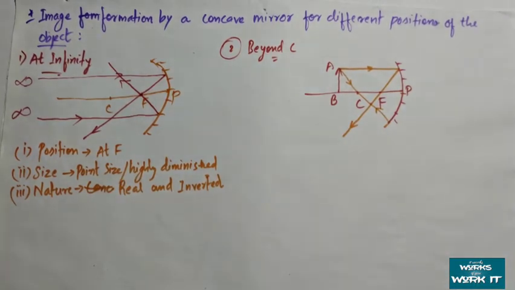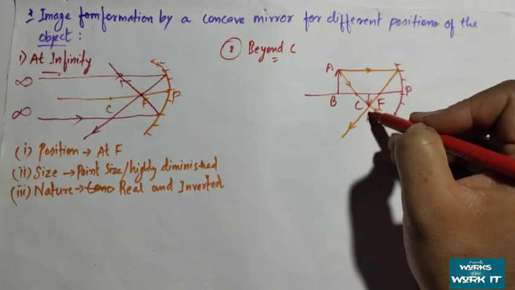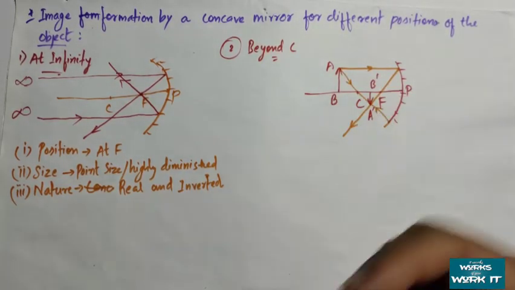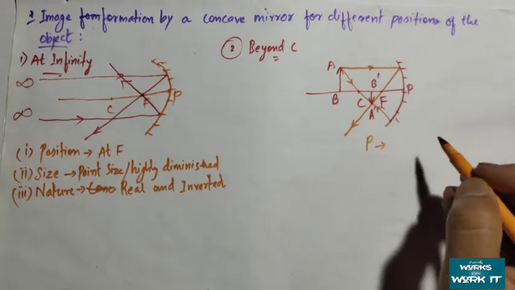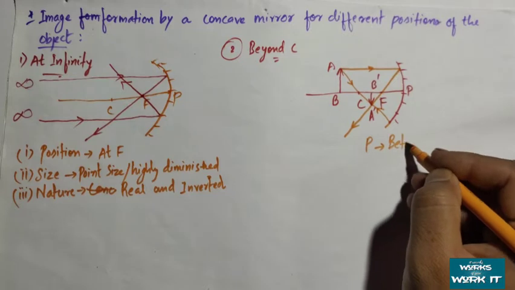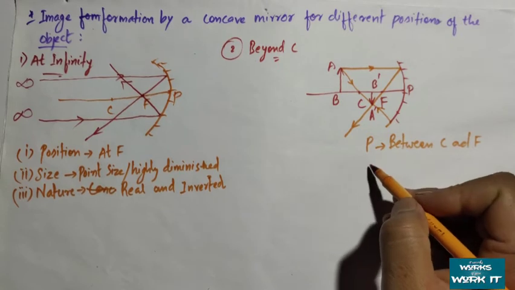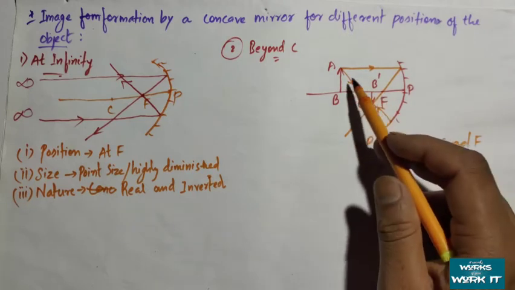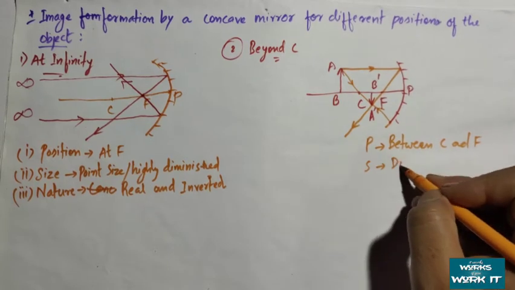So image is formed where? This is the image, and this can be named A dash and B dash. Object was AB and the image is A dash B dash. So here again, where will be the position of the image? Between C and F. And what will be the size? If you see the size of the image, it is smaller than the object. So for small size we can write diminished.